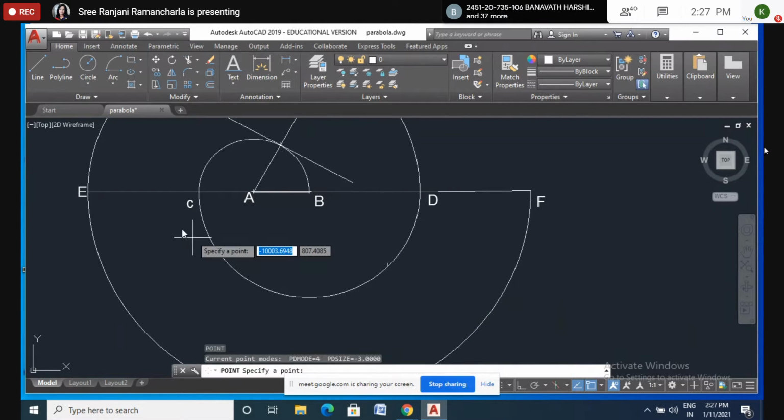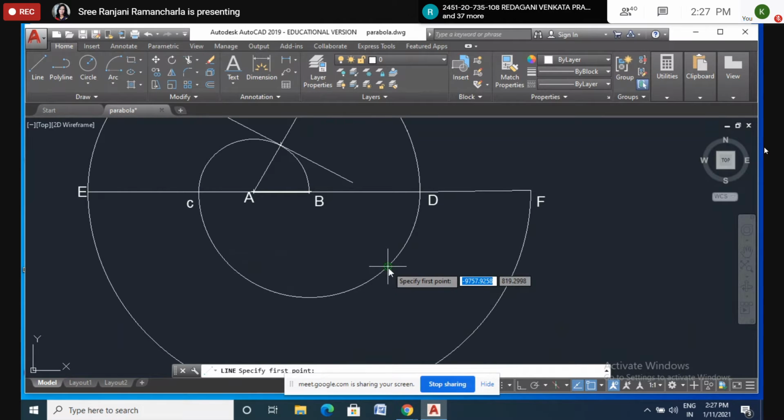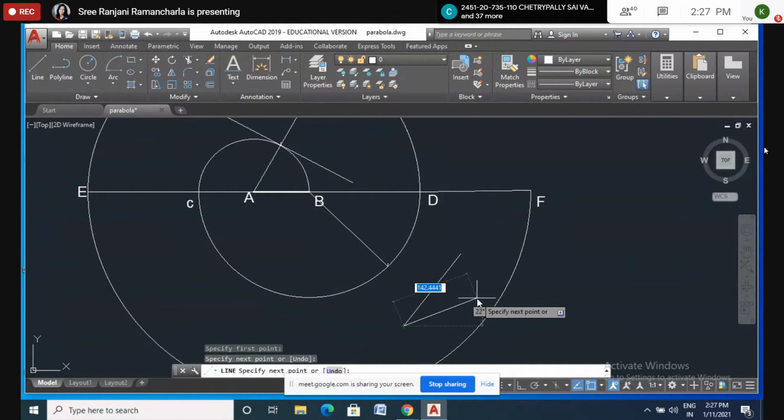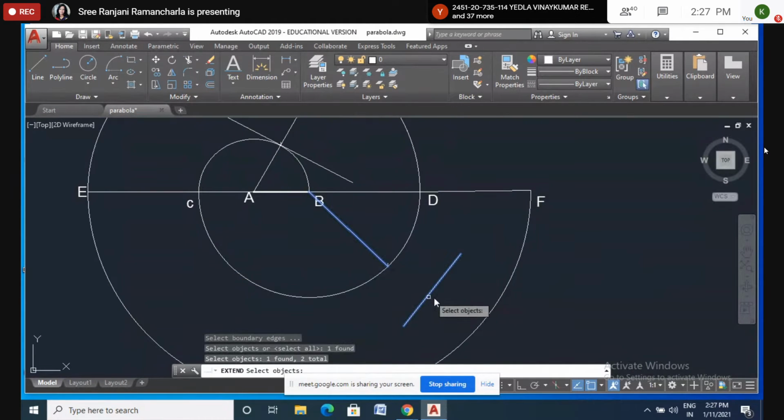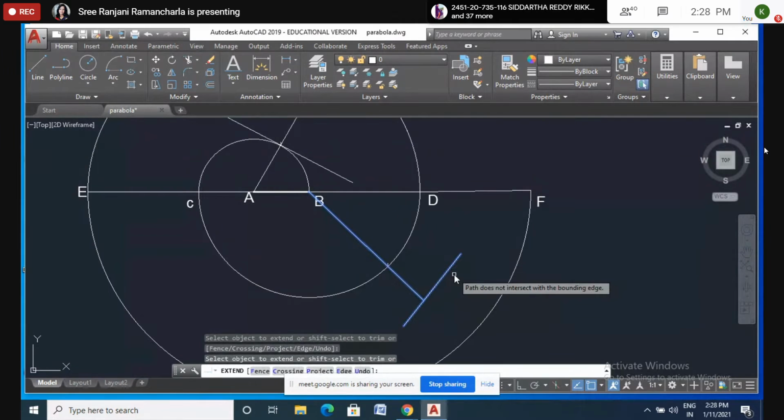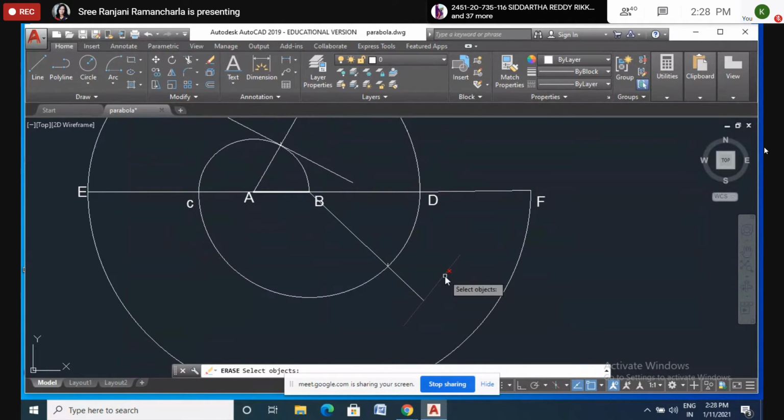So for this curve, which one is the center one? Is it A or B? B. So just join to the center like this. Okay. Now you please extend this one, easily you can extend it a bit. And I want to remove this line. Okay. Now we got the normal. Now tangent is perpendicular to that one.